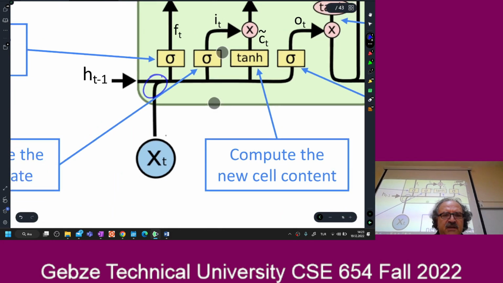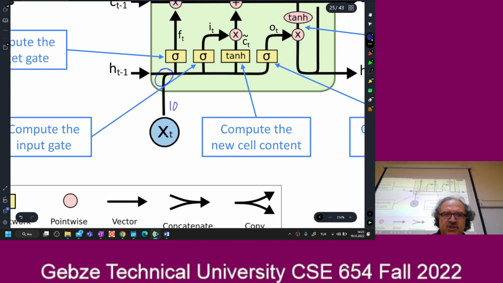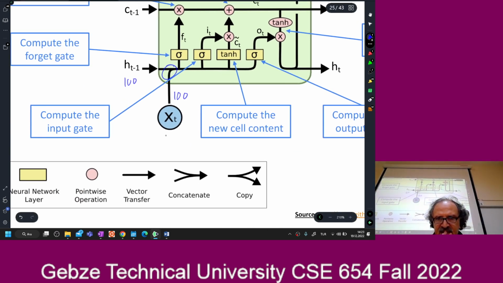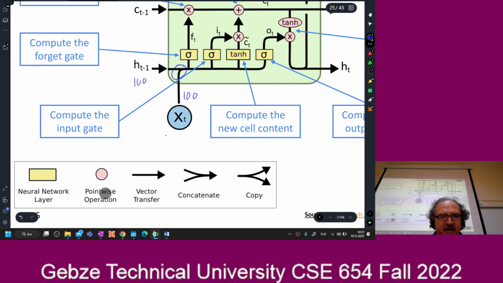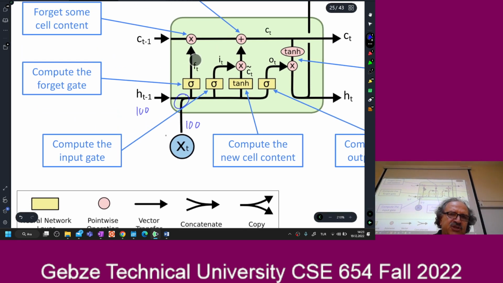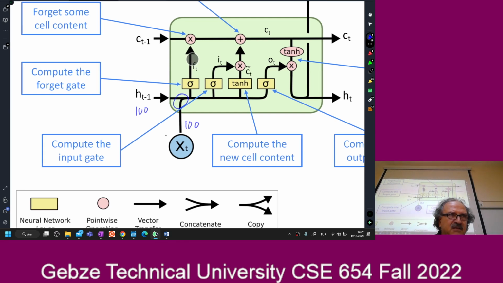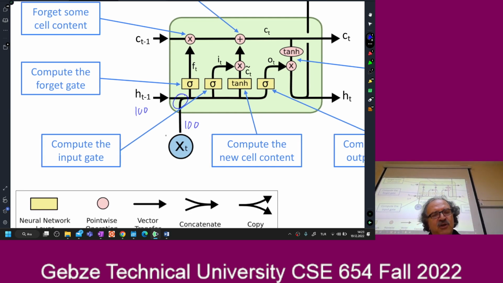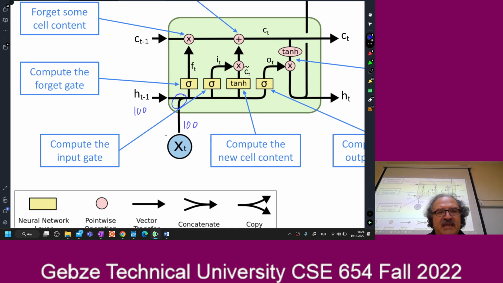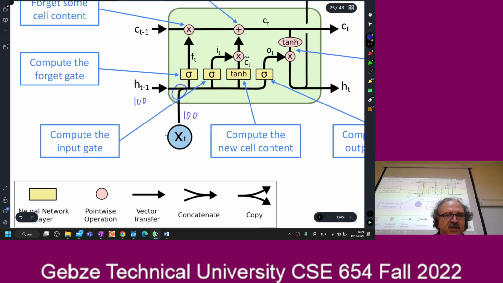What is concatenation? If my input is 100 dimensional and my h(t-1) is a 100 dimensional vector, if I put them together, this line is now 200 dimensional. Okay, that's one thing. And this is a pointwise operation. It means that I multiply this 100 dimensional vector, well, it's not binary, but the values are between 0 and 1, with this 100 dimensional vector. It is not a dot product, it is a pointwise operation.